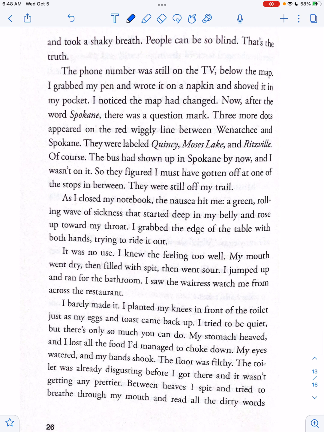That's the truth. The phone number was still on the TV below the map. I grabbed my pen and wrote it on a napkin and shoved it in my pocket. I noticed the map had changed. Now, after the word Spokane, there was a question mark. There were more dots that appeared on the red wiggly line between Wenatchee and Spokane. They were labeled Quincy, Moses Lake, and Ritzville. Of course, the bus had shown up in Spokane by now, and I wasn't on it, so they figured I must have gotten off at one of the stops in between. They were still off my trail.